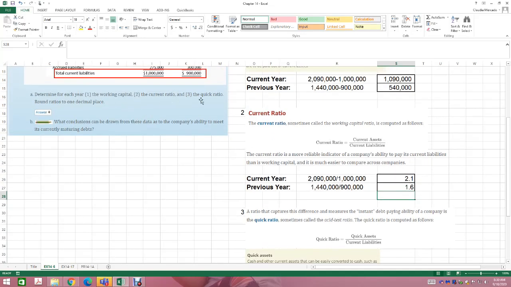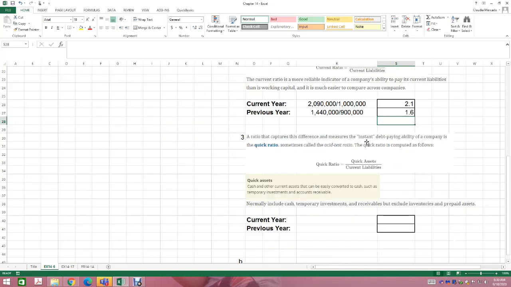The last thing we're being asked to do is to calculate the quick ratio. A ratio that measures the instant debt-paying ability of a company is the quick ratio. This is also called the acid test ratio. The quick ratio equals your quick assets over your current liabilities. Now, we need to identify what my quick assets are. Quick assets are cash and other current assets that can easily be converted to cash, such as temporary investments and accounts receivable. Quick assets normally include cash, temporary investments, and receivables, but exclude inventories and prepaid assets. That's very important to know when calculating quick assets.